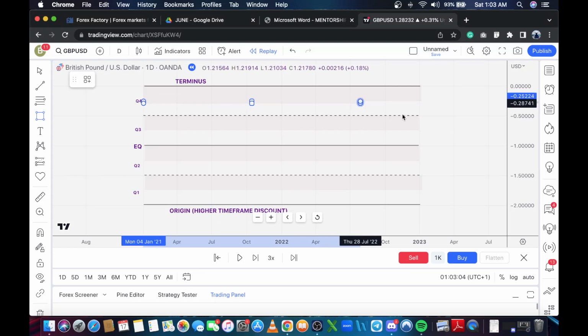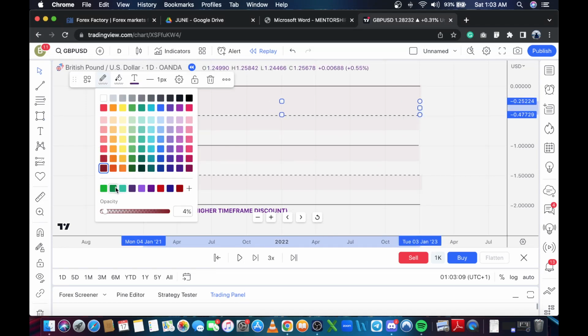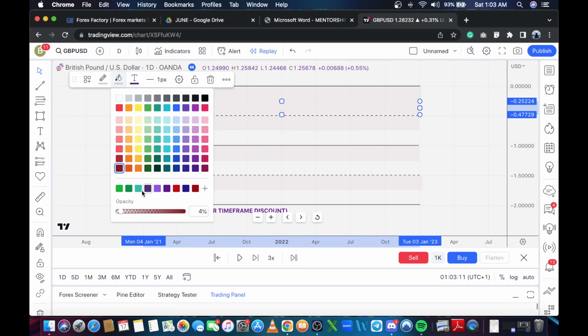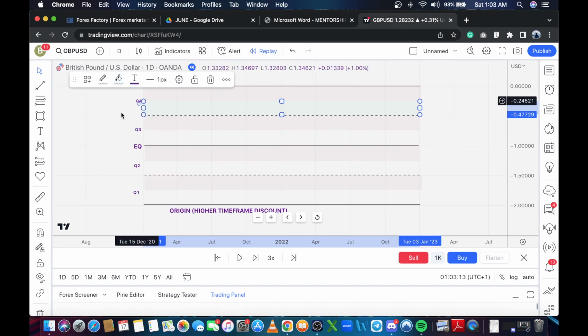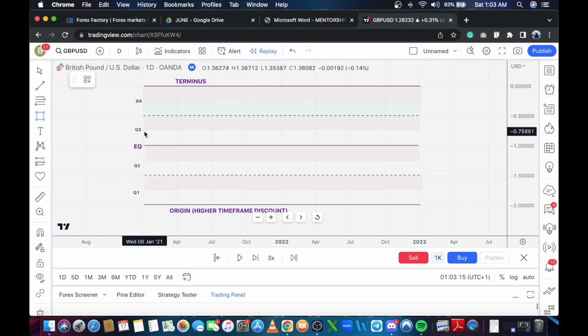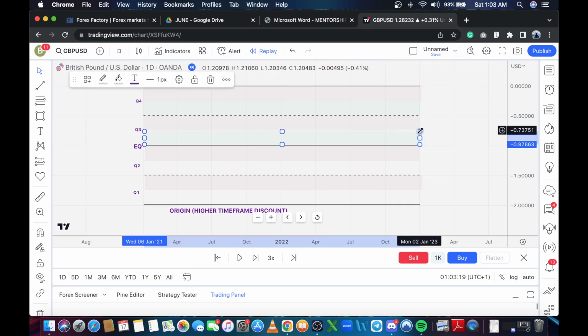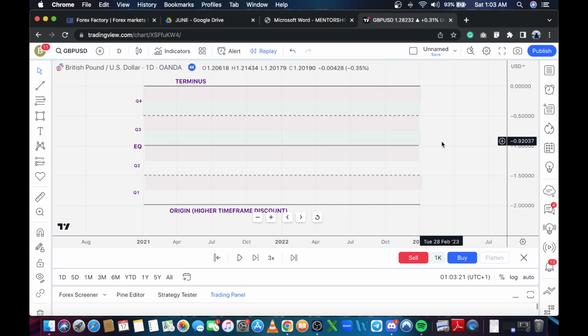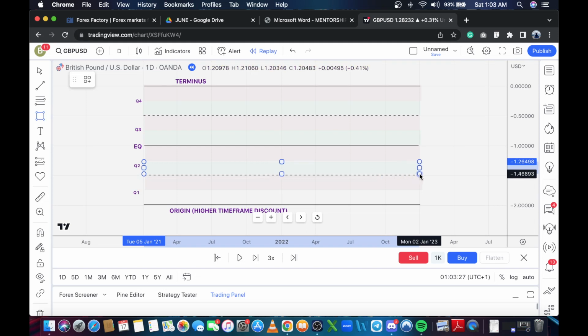So we're going to do it for discount here. We're going to make them green. All right, so green for discount, which is buy. Okay. And what I want you to do is actually go and backtest this to check for the validity of this. All right, so go and backtest this and you see how often it plays out.